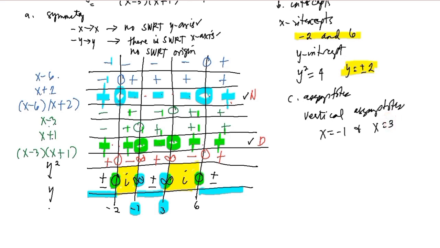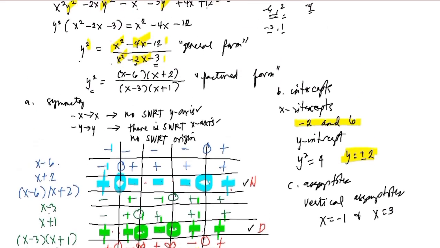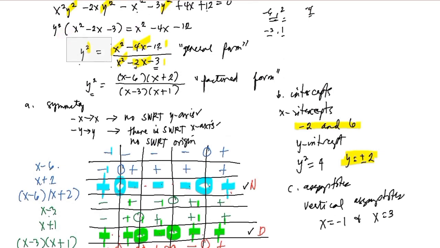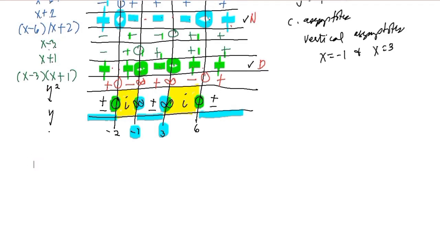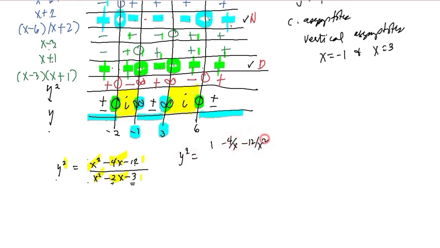And for the horizontal asymptotes, balikan natin yung general form. Doon tayo mag-solve kasi siya lang yung makaka-determine ng ating horizontal asymptote. Okay, so what we are going to do here is to divide everything by the highest degree of the exponent, no? Yung highest degree natin ay x squared. So, divide natin siya lahat ng x squared. So, magkakaroon tayo ng y squared is equal to 1 minus 4 over x minus 12 over x squared. Yung denominator naman natin, we have 1 minus 2 over x minus 3 over x squared.